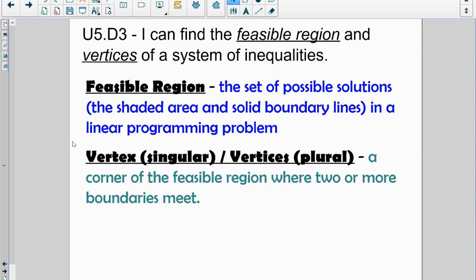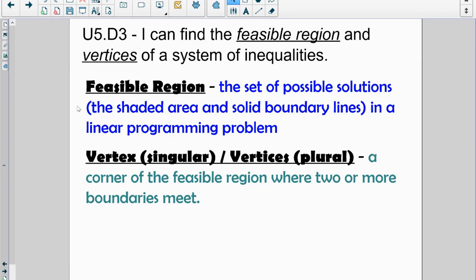So here are the definitions for today. A feasible region is the set of possible solutions in a linear programming problem. In other words, it's the shaded area and any solid boundary lines along that shaded area. Now, a vertex, or vertices, if we're talking about more than one vertex, is a corner of a feasible region where two or more boundaries meet.